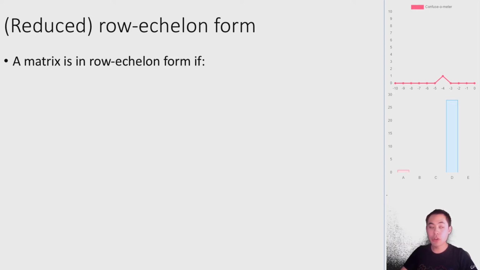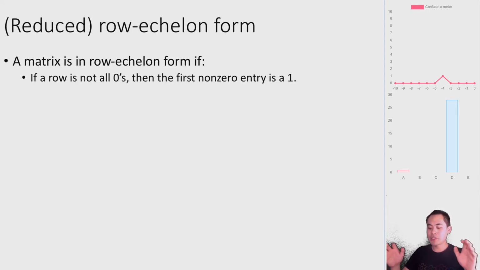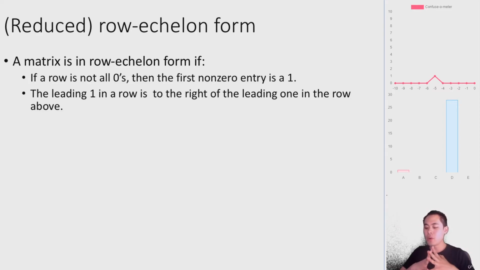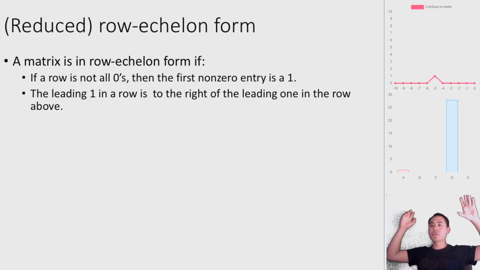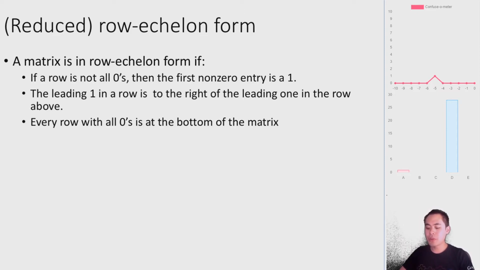So a matrix is in row echelon form if, first, for any row that is not all zeros, the first non-zero entry is a 1. The first meaning the leftmost. Second, the leading one in a row is to the right of the leading one in the row above. This will be a bit more obvious: basically, you want things to look sort of like a triangle going down, so if you have a 1 here, then you don't have anything underneath it. And lastly, every row with all zeros is at the bottom of the matrix. So we're going to move all the rows with zeros to the very bottom.